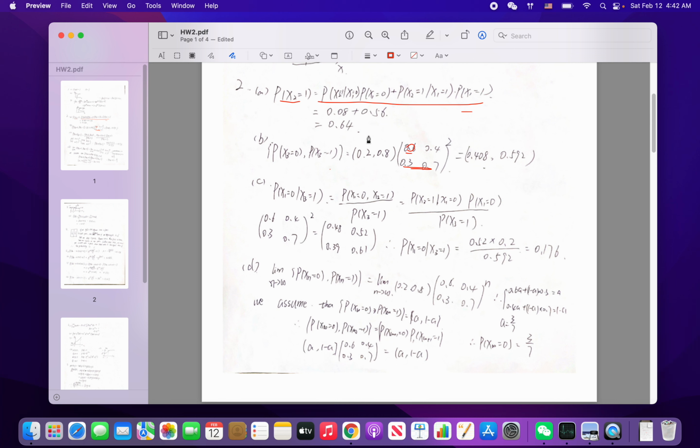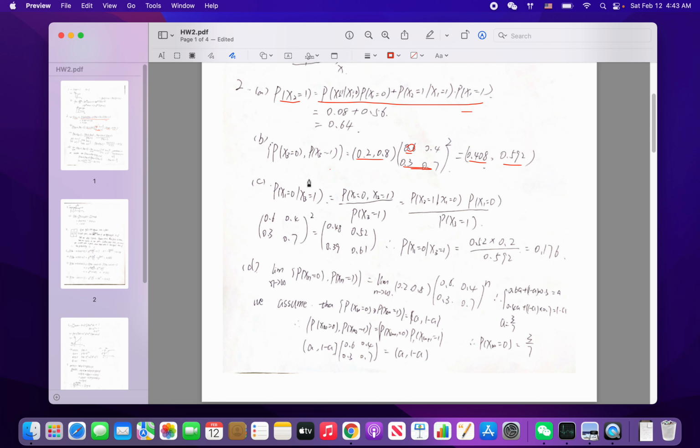So also we can use the question A equation. So also we can take this matrix times this matrix. So we can finally get the probability of x3 equals 0 and x3 equals 1. And let's look at question C.